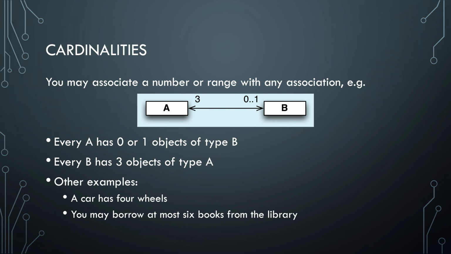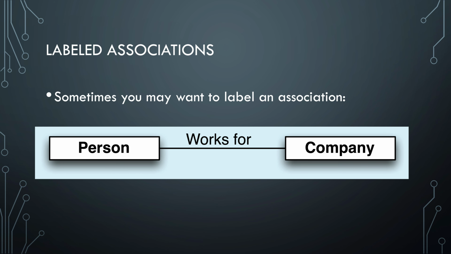You can also write numbers with an association to indicate cardinality. In this example, every A has 0 or 1 objects of type B, and every B has 3 objects of type A. This allows you to indicate things like a car has 4 wheels, or you may borrow at most 6 books from the library. You can add labels to associations to clarify the nature of the association. For example, a person works for a company.